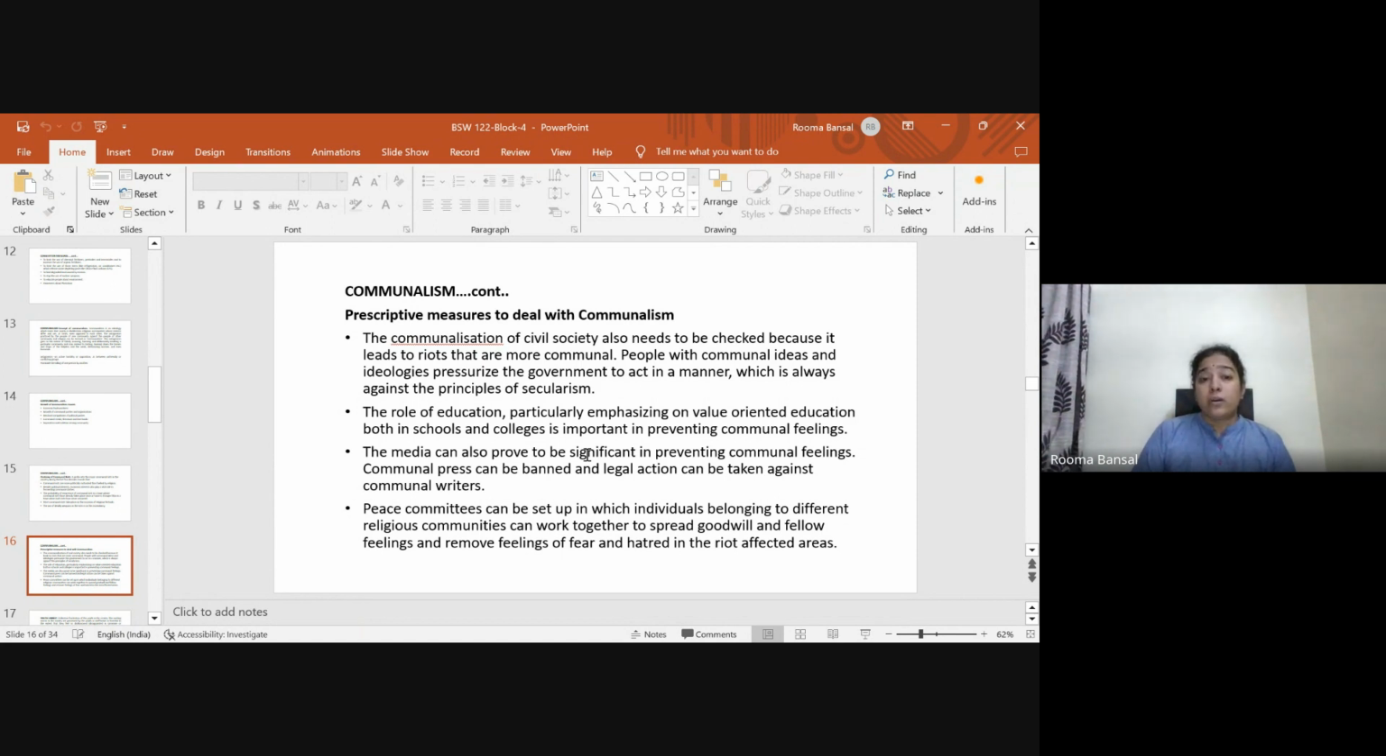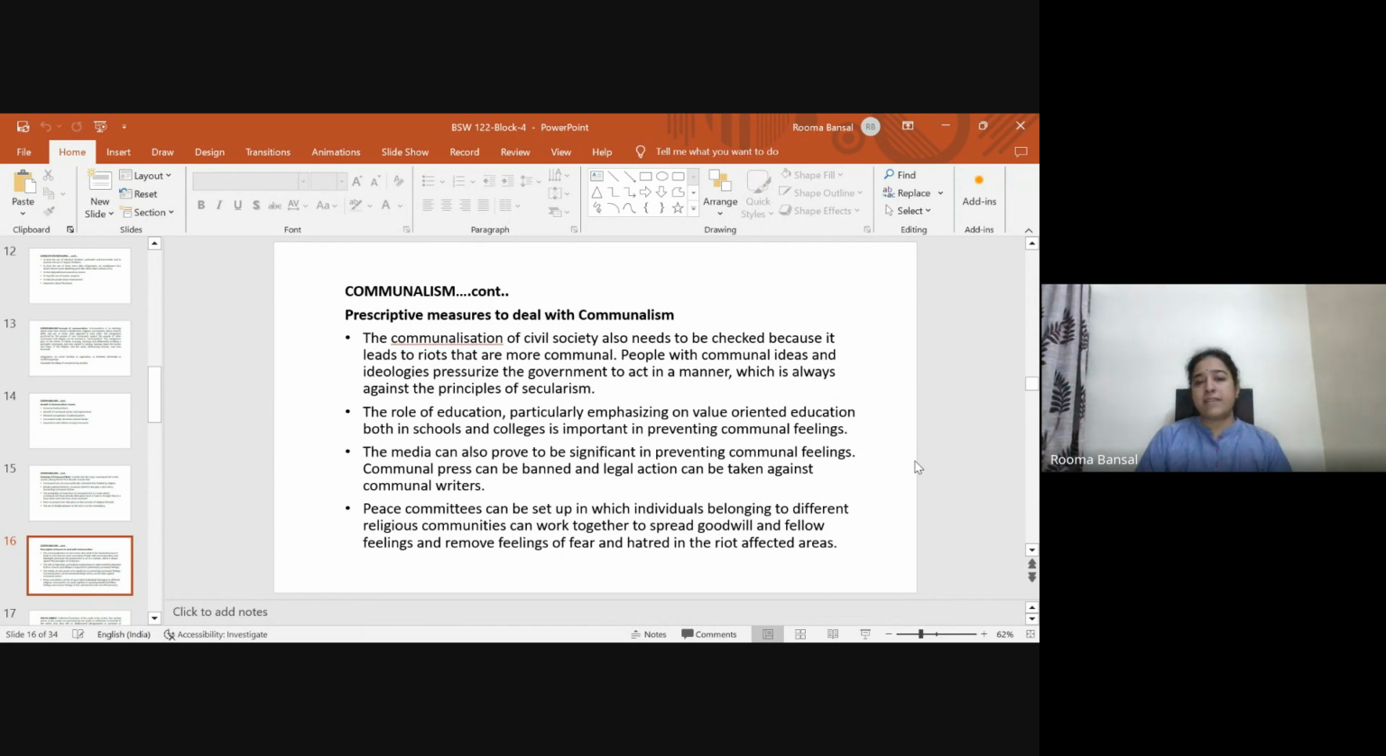So educational institutes play a very important role. The media can also prove to be significant in preventing communal feelings. Communal press can be banned and legal action can be taken against communal writers. People or writers or media persons who are influencing communal activity should be banned. This can also be helpful in preventing communal feelings.